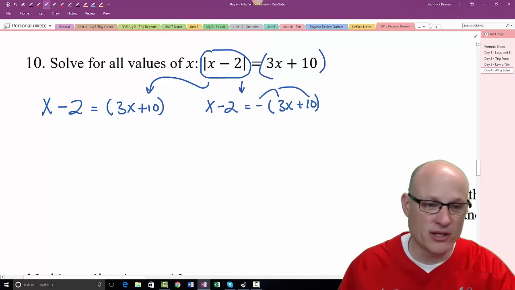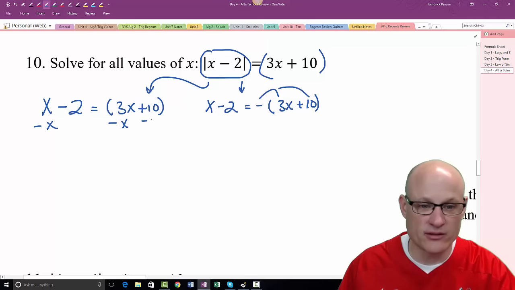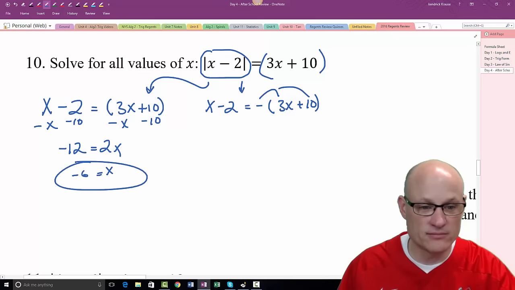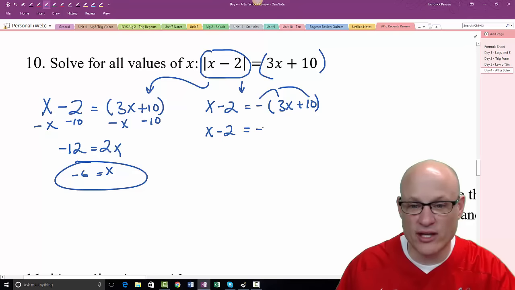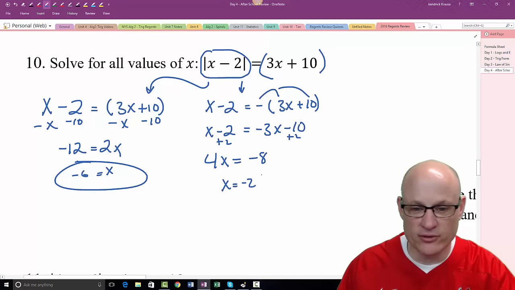So this one, let's see, I'm going to bring the x's over here. So subtract x, subtract x. I'll bring this over to the other side. Minus 10, minus 10. So I end up with -12 equals 2x, or x equals -6. Over here, I end up with x minus 2 equals -3x minus 10. I'm going to add this 3x, so I get 4x equals, add 2, I get -8, or x equals -2.